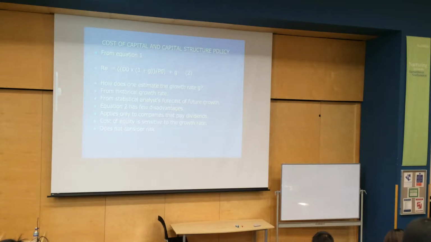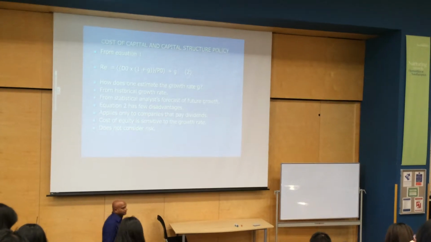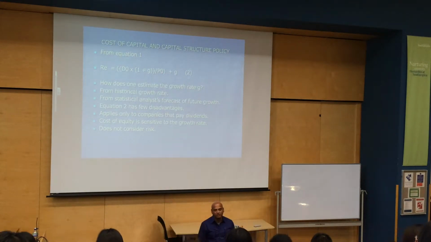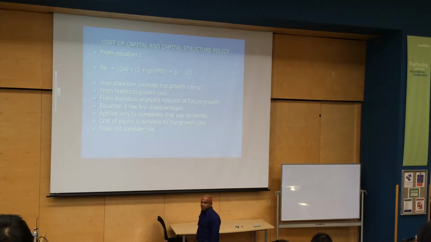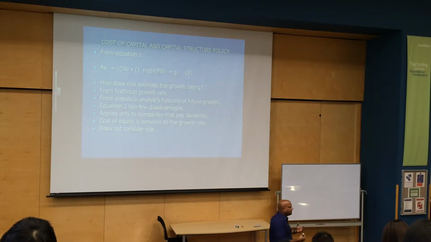Another important thing is this only applies to companies that pay dividend. If D naught is equal to 0, what happens to RD? This part disappears. It's down to G then. If the companies don't pay dividend, if D naught is equal to 0, then we got a problem.